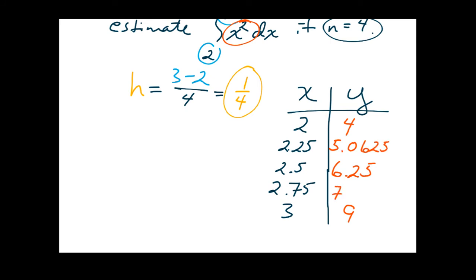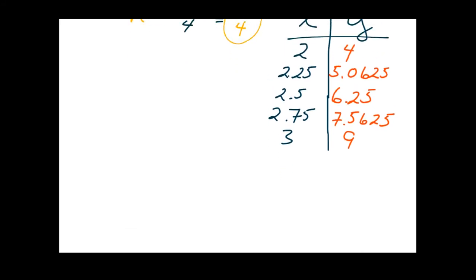Certainly you could work with the fractions if you wanted to. Well, we have ourselves an h, and we have ourselves some y values, so it's time to plug into the trapezoid rule. Now the trapezoid rule says that the area, sometimes we'll call it the trapezoidal area, just to make it a little more descriptive, is always going to be h over 2.